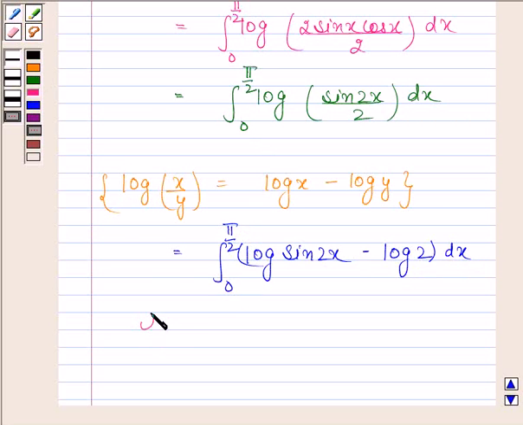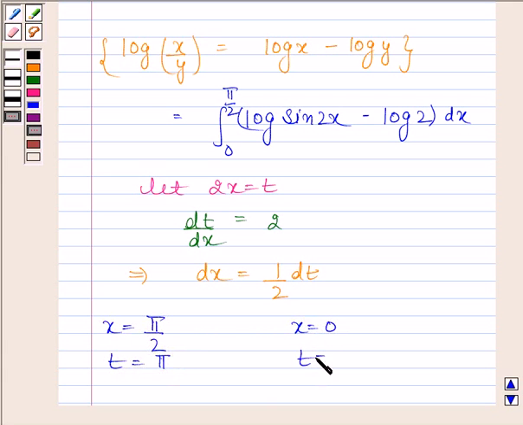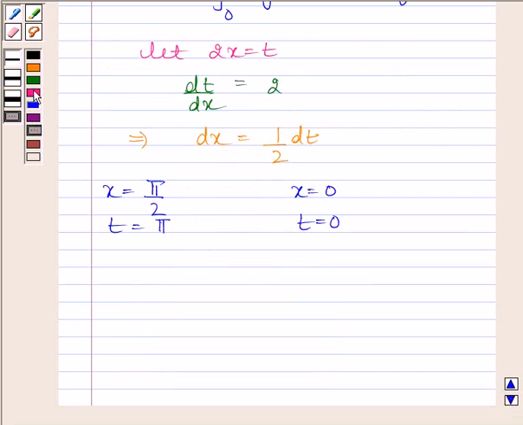Now let 2x is equal to t. On differentiating both sides with respect to x, we get dt by dx as 2. Now this implies dx is equal to 1 by 2 into dt. Now when x is equal to pi by 2, then t is equal to pi, and when x is equal to 0, then t is also equal to 0. So now we are going to substitute t in place of 2x and 1 by 2 dt in place of dx in this integral.